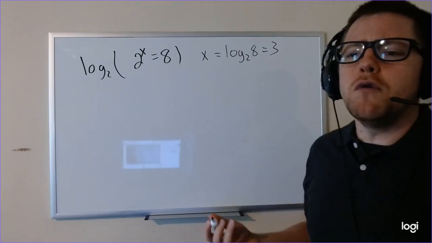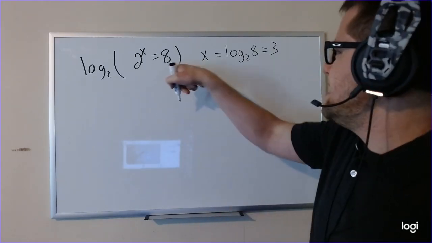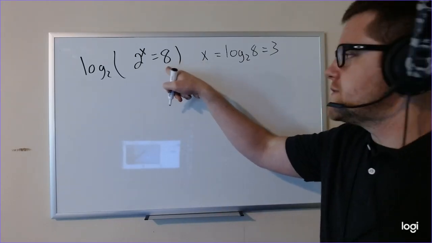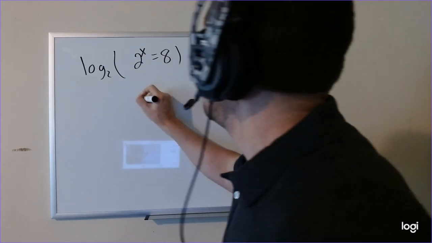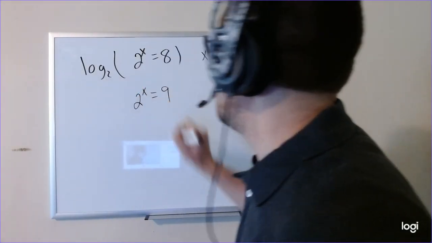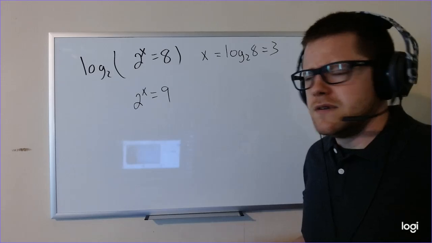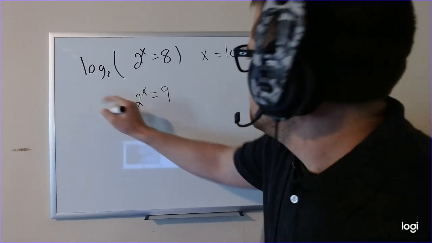But what if we didn't know what we were doing? We didn't know that 8 was 2 cubed. What if it's not even an 8? What if it's 2 to the x equals 9? Now what are we going to do? Well, we take the log base 2 of both sides.